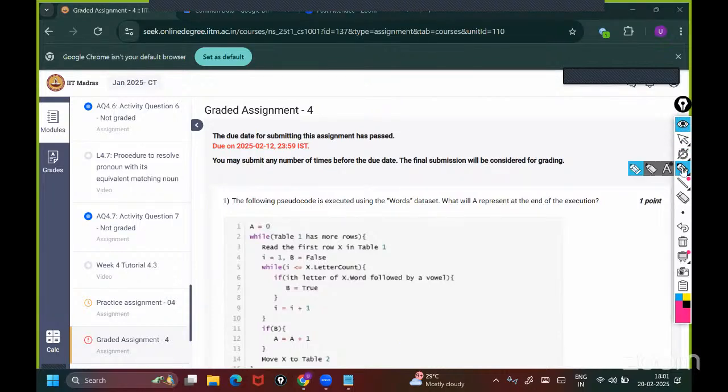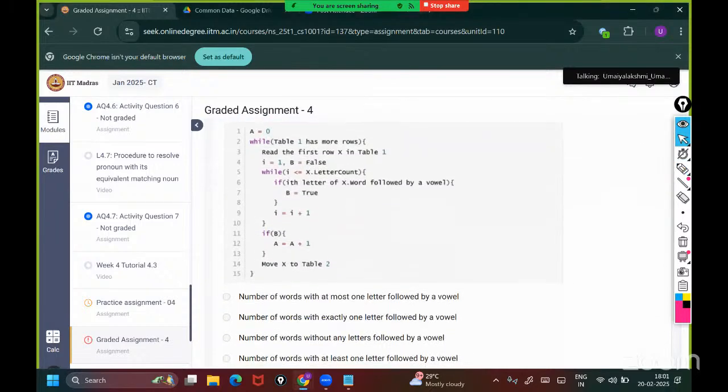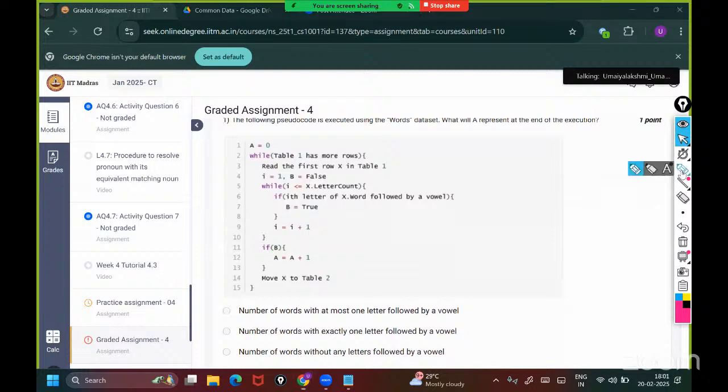Okay, so the question is, we are using only the words data set, and they have given the procedures to be executed. First, we are taking all the elements from the table and reading it, and they are initializing two variables: I is set to 1 and B is set to false. Then, using the loop, we keep iterating through the elements.